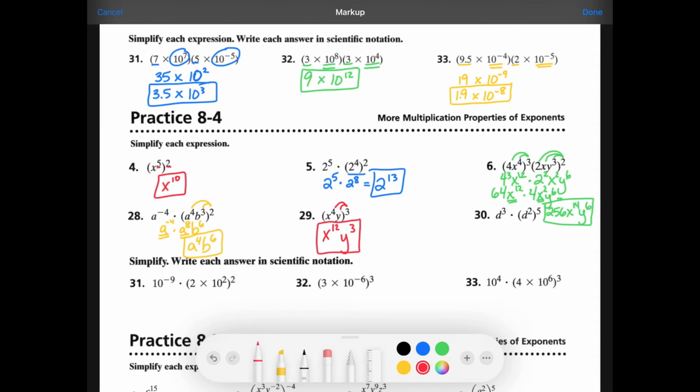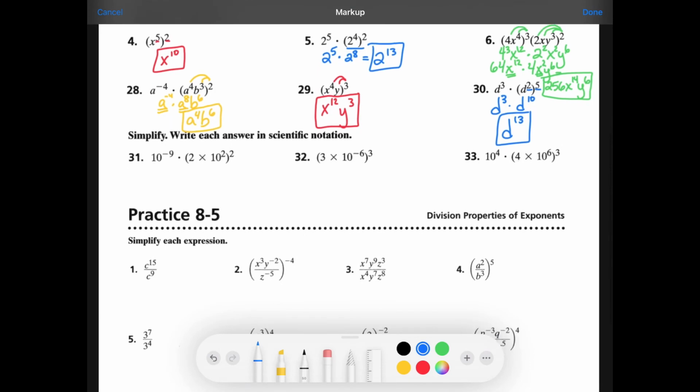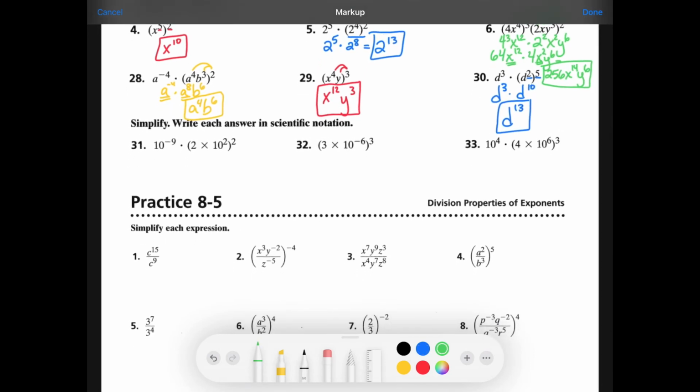Number 30 is a little tougher. You got the power to a power, so d squared to the 5th would be d to the 10th times d to the 3rd would be d to the 13th. Now, 31, we got to give that second power to both of those things first. So we'll have 2 to the second and 10 to the fourth.